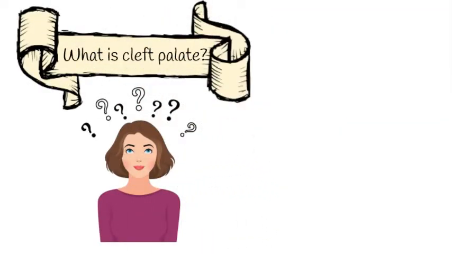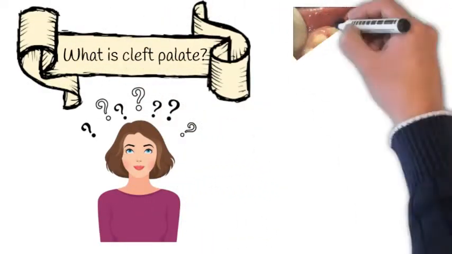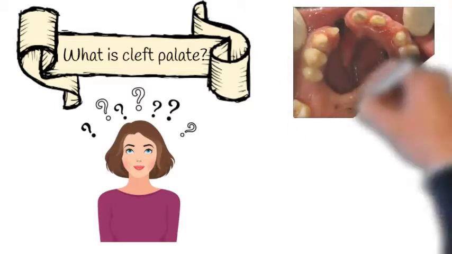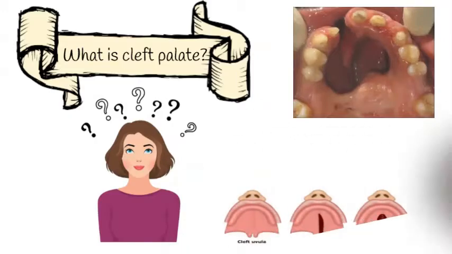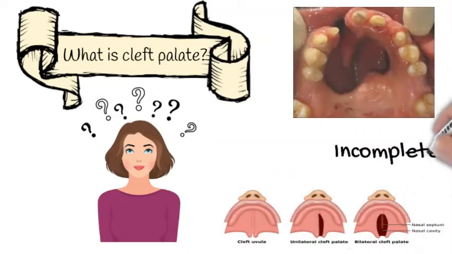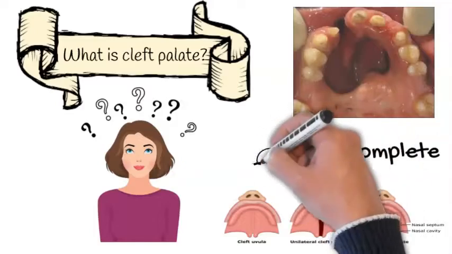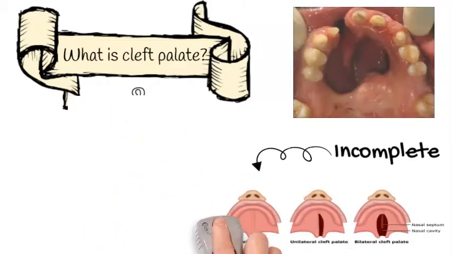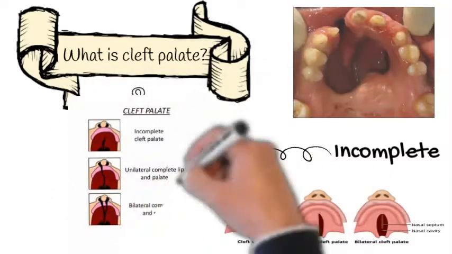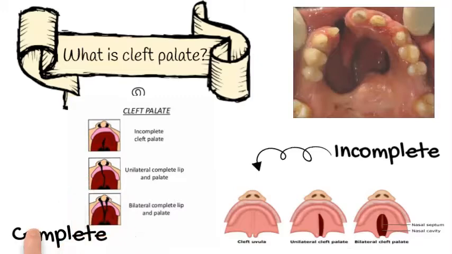Cleft palate, on the other hand, occurs when sides of the palate fail to fuse as a fetus is developing, which results in the opening of the roof of the mouth, essentially meaning that the baby has an oral antral communication. Cleft palate can be incomplete, in which it starts at the back of the palate from the uvula and extends forward. It may or may not reach the incisive foramen.